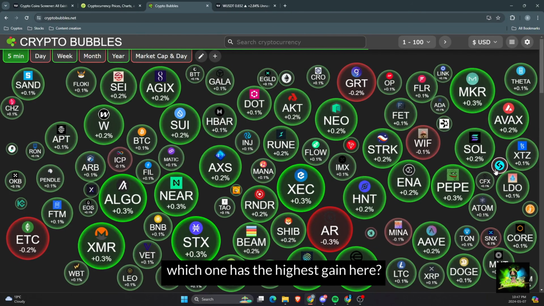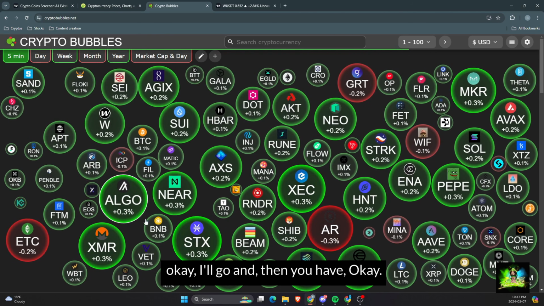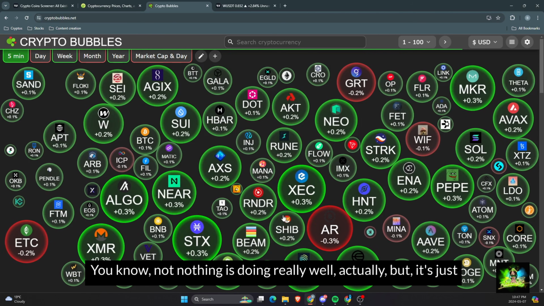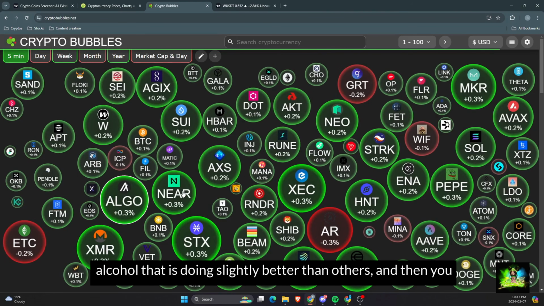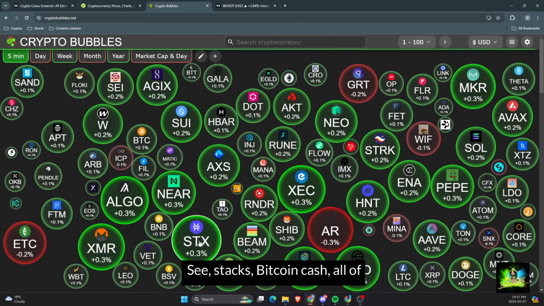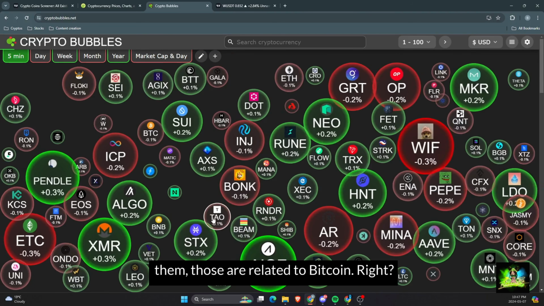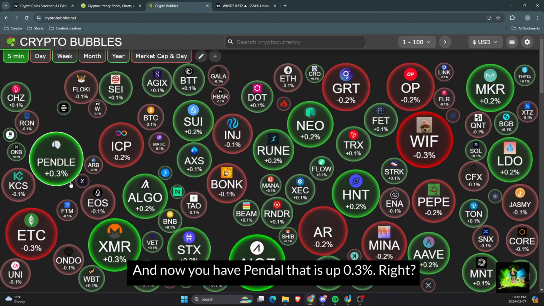So which one has the highest gain here? Okay, Algo, and then you have Aave. Nothing is doing really well actually, but it's just Algo that is doing slightly better than others, and then you have Stacks doing better than others. See, Stacks, Bitcoin Cash, all of them, those are related to Bitcoin, right? And now you have Pendle that is up 0.3%, right?